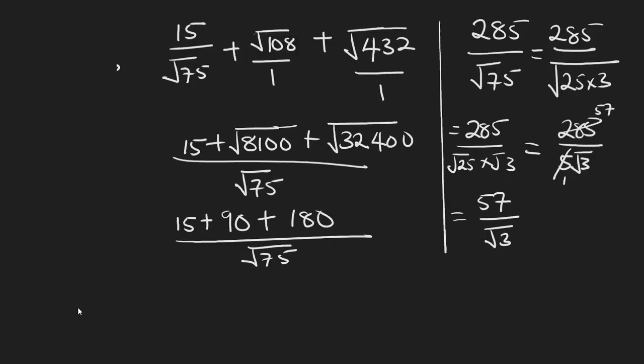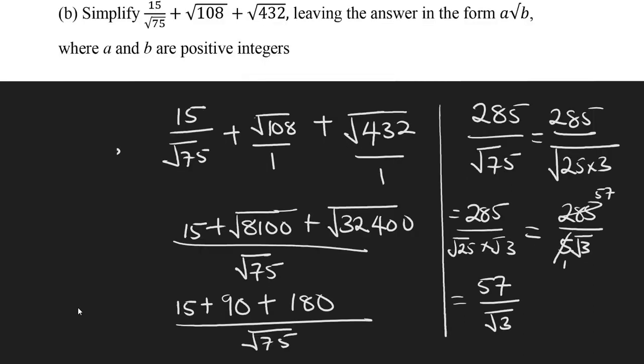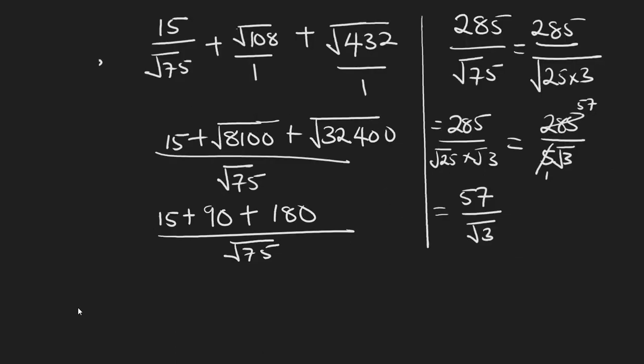root 3. But our question says we should leave it in the form a root b. So we are not going to leave it like this. That means we have to do what we call rationalization. So how can we rationalize a surd? In rationalizing a surd, we carry the denominator that is in the surd form and multiply it by both the numerator and the denominator. So we're going to carry this root 3. We'll multiply the top by root 3 and the bottom by root 3.